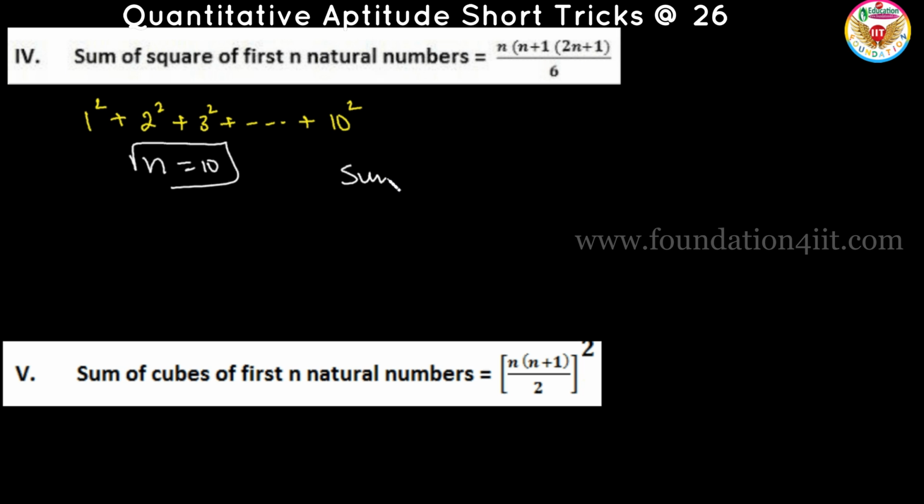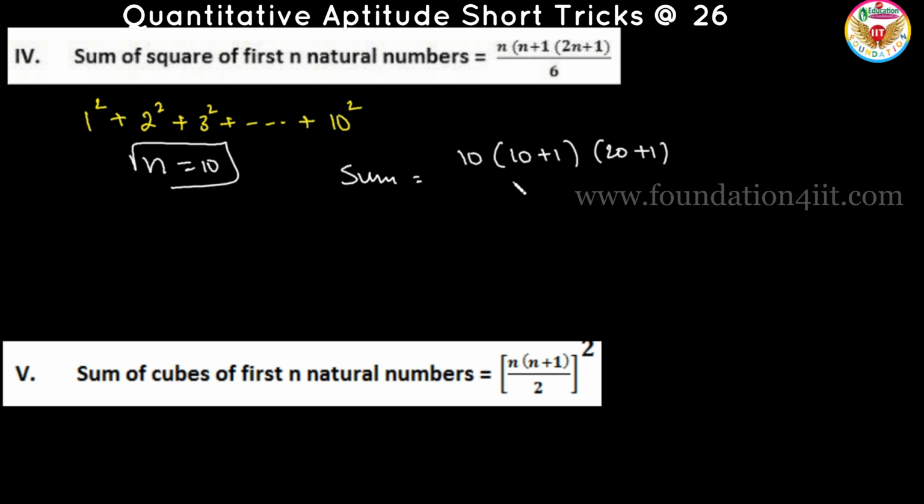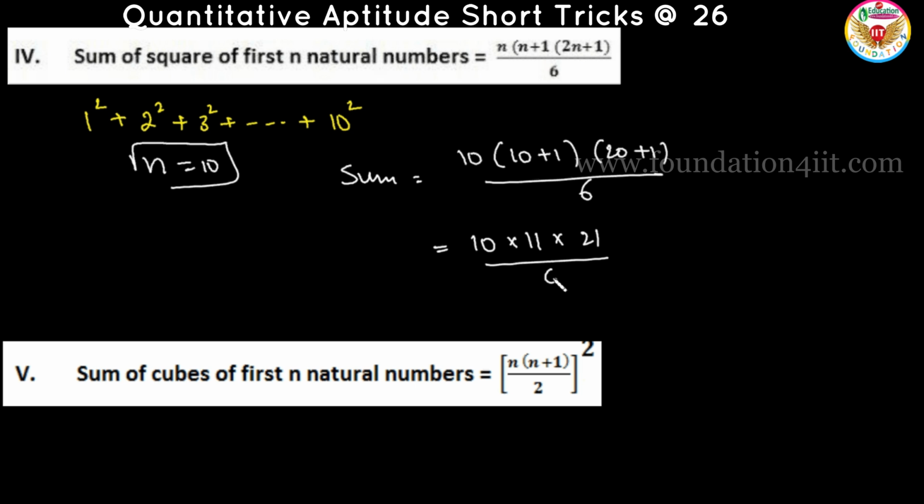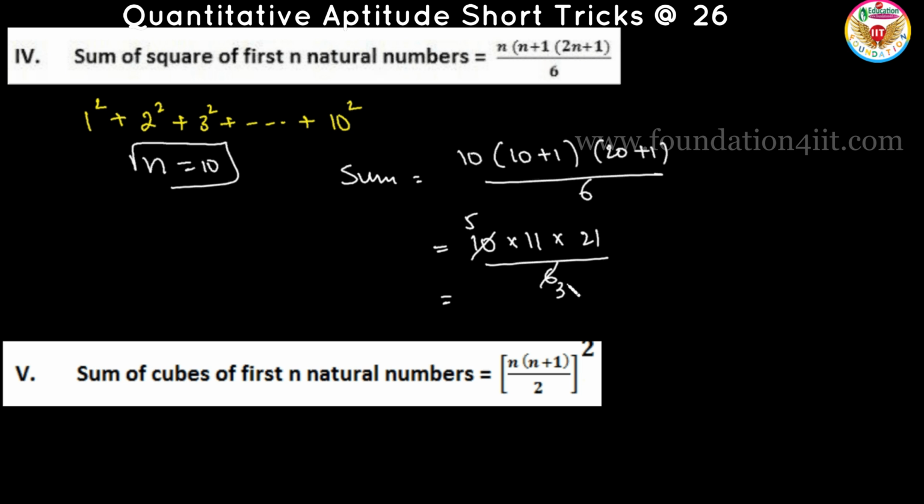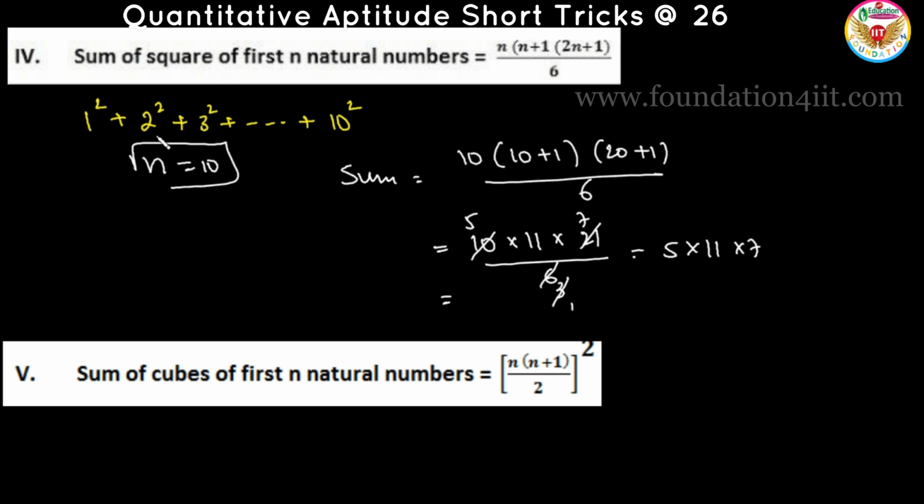Then for the sum we can calculate. That is 10 into 10 plus 1 into 2 into n, 2 into 10, 20, 20 plus 1, divided by 6. You simplify this: 10 into 11 into 21 divided by 6. You can use the 2 times table: 2 5s are 10, and 3 7s are 21. So if you multiply 5 into 11 into 7, you'll get the sum of 1 square plus 2 square plus 3 square and so on.